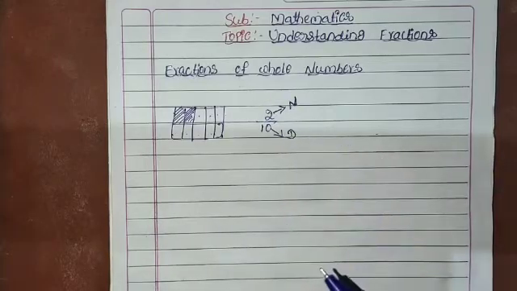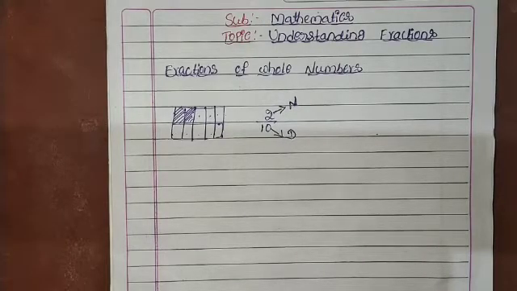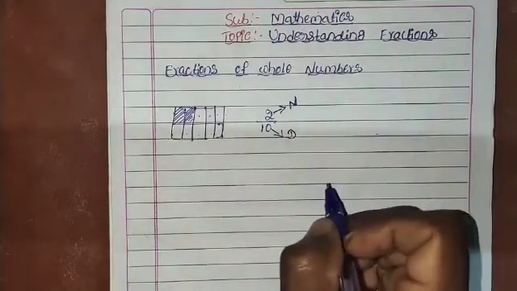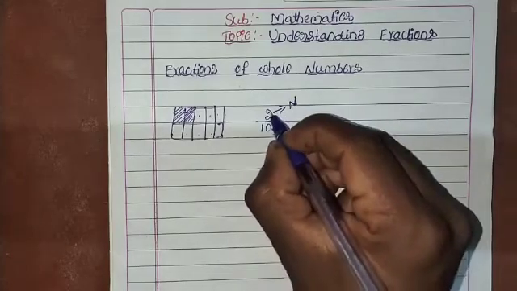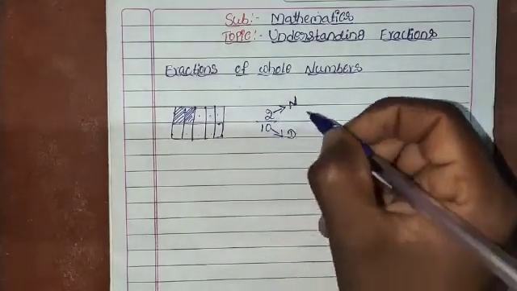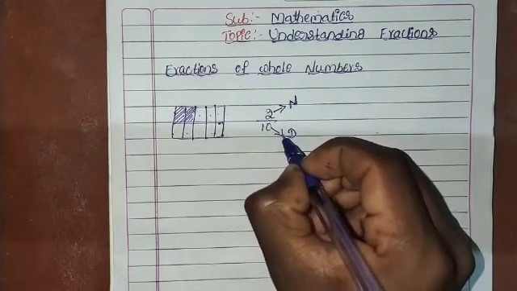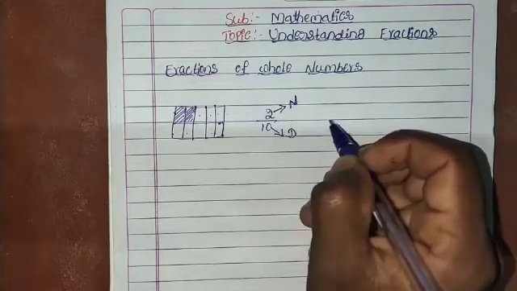We also discussed the types of fractions. Which are the types of fractions? The proper fraction, improper fraction, like fractions, unlike fractions, and unit fractions. What is a proper fraction? In a proper fraction, the numerator is less than the denominator. If the numerator is less than the denominator, such fractions we call proper fractions.